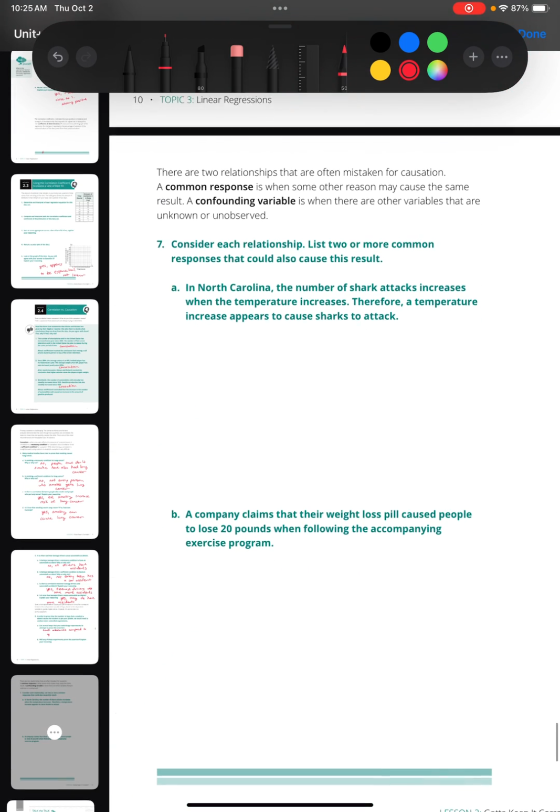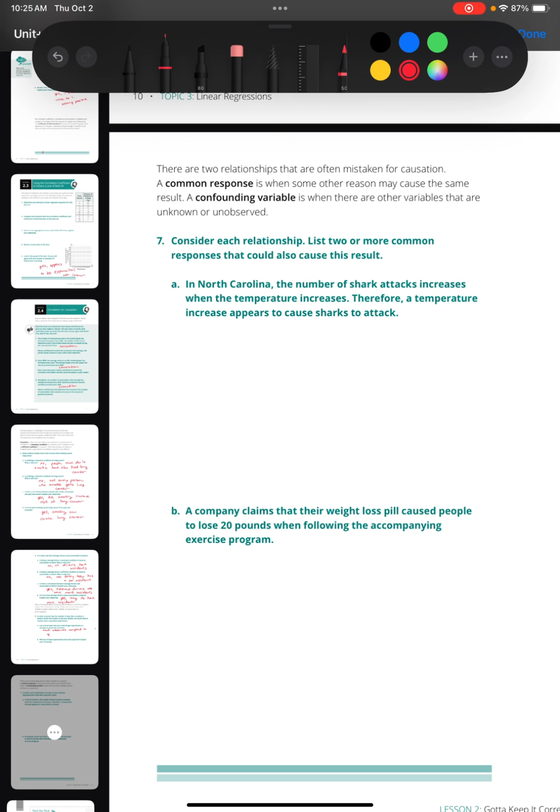All right, on to the next page. There are two relationships that are often mistaken for causation. The first one being a common response, when some other reason may cause the same result, or a confounding variable, when there are other variables that are unknown or unobserved, which happens quite a bit. So consider each relationship and list two or more common responses that could cause this. In North Carolina, the number of shark attacks increases when the temperature increases. Therefore, a temperature increase appears to cause sharks to attack.